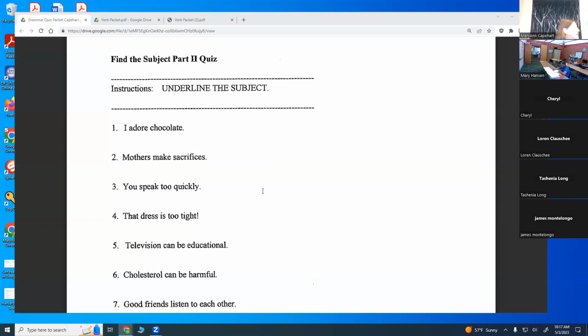There are objects in this sentence too, but we haven't talked about that part of the sentence. The object is what's being done on, in a sense. So, I adore chocolate. I is the subject, the action is adore, and the object is chocolate. What's getting adored? Mothers make sacrifices. The subject is mothers, the action is make, and what's getting made? Sacrifices. That's an object. We have both those concepts in the sentence.